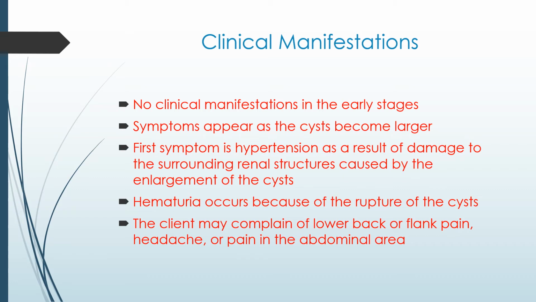Then hematuria, which will occur secondly, occurs because of the rupture of the cyst. It has nothing to do with the kidney. Well, it has something to do with the kidney, but really they will see hematuria, they will see blood in the urine because these cysts are popping, and then the blood is going to be excreted in the urine.